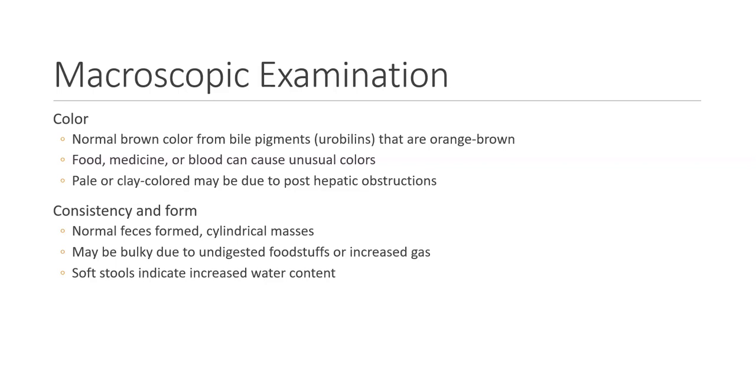Consistency and form. Normal feces is formed cylindrical masses. Sometimes you have to report the consistency of stool. You don't say it's a little hard turd. You have to use professional language. So we will look at form. We will look at cylindrical, watery. Descriptors like that are very professional. The consistency may be bulky due to undigested foodstuffs or increased gas, and soft stools indicate increased water content.